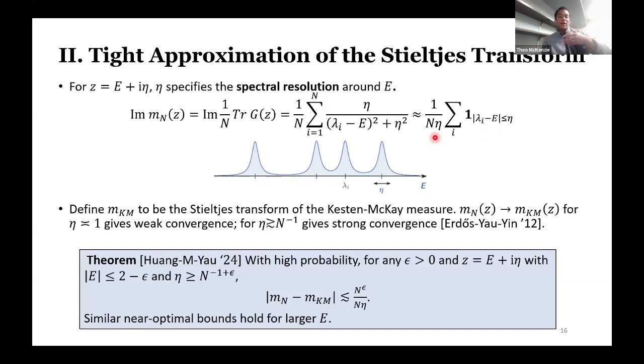Because if you think about it, I'm comparing a continuous object to a discrete object. So if I look at a spectral window of width less than n to the minus 1, there's no way that they can approximate each other. And so what we end up showing is that the Stieltjes transform for the random regular graph approximates that of the Kesten-McKay law up to this optimally tight level. Basically, for any epsilon, these two are going to be close to each other with distance n to the epsilon over n eta.